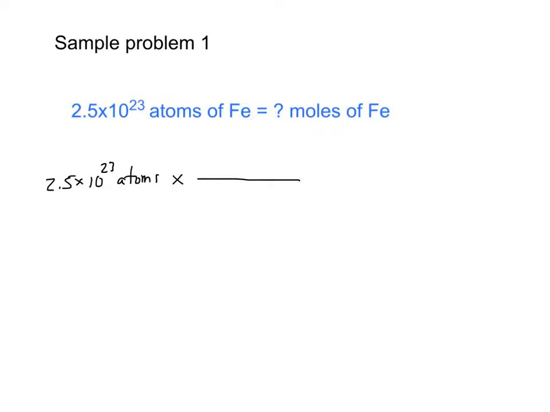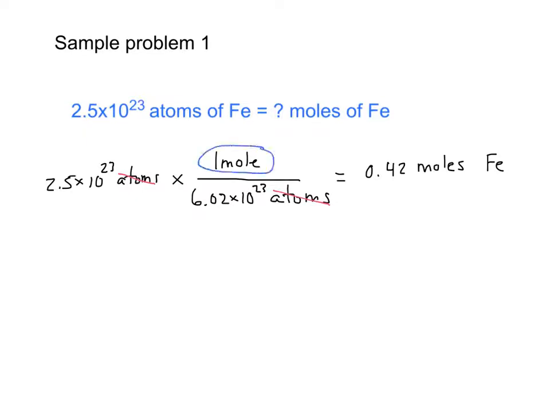So if I want to cancel out my atoms, I'm going to put my 6.02 times 10 to the 23rd, or Avogadro's number, on the bottom, and my 1 mole on top. And when I do this in a calculator, I get 0.42 moles of Fe, moles of iron. Now, the reason why I chose my 1 mole over 6.02 times 10 to the 23rd atoms is because my atoms will now cancel with atoms, and I'm left with my mole on top.